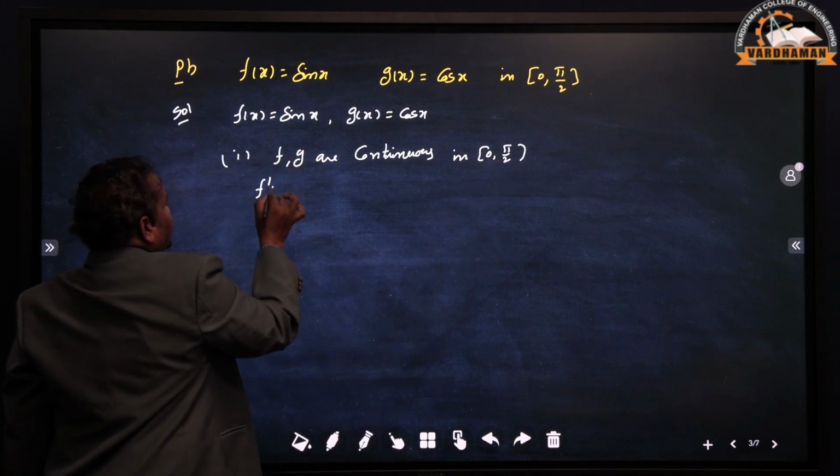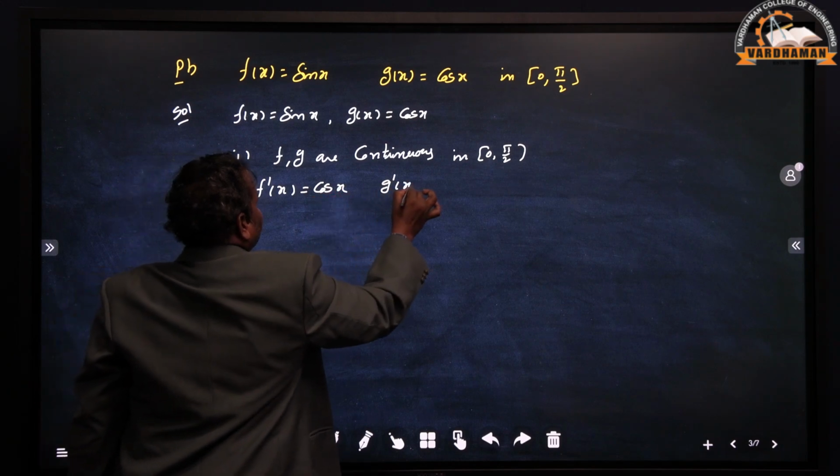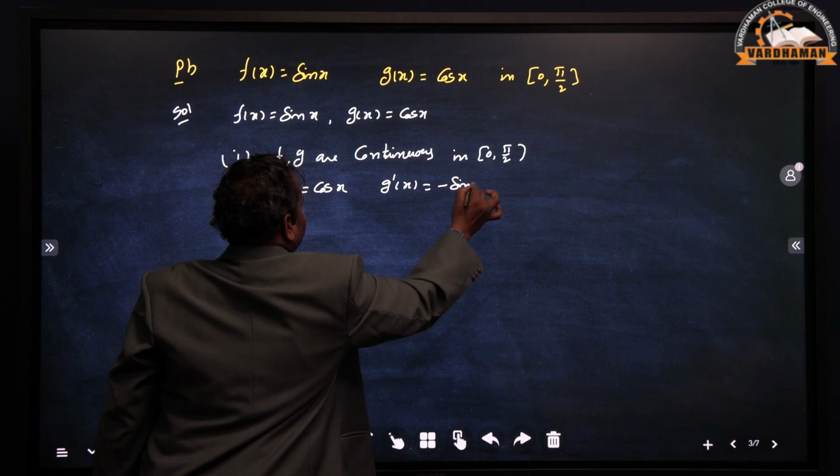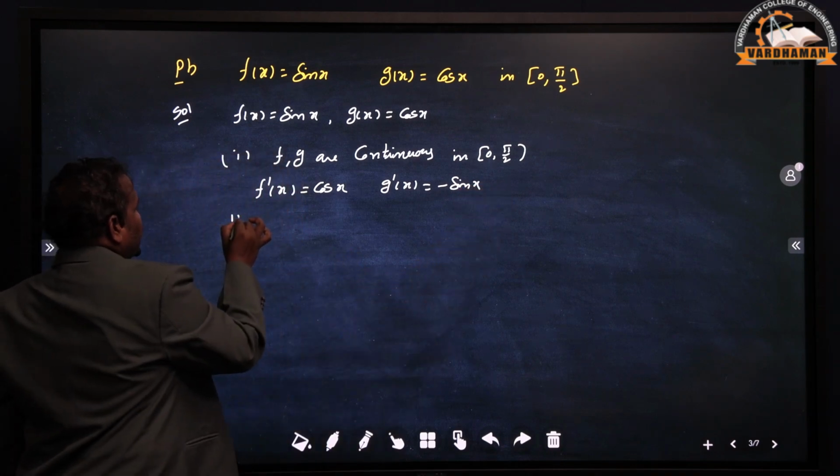Second point, derivatives: f'(x), the derivative of sin x, is cos x, and g'(x), the derivative of cos x, is minus sin x. So the derivatives exist, so both functions are differentiable.